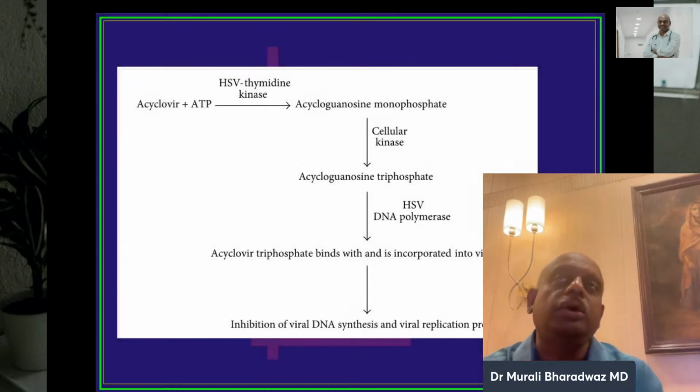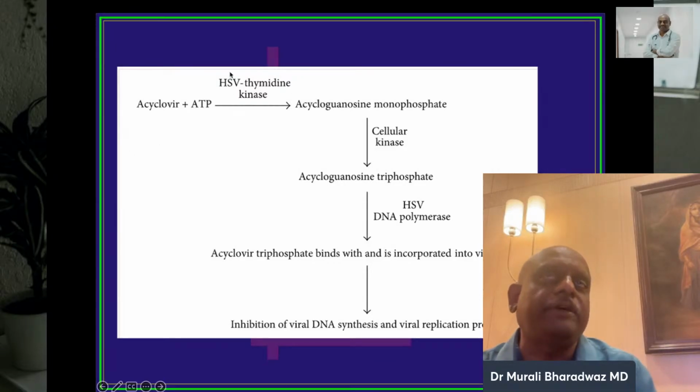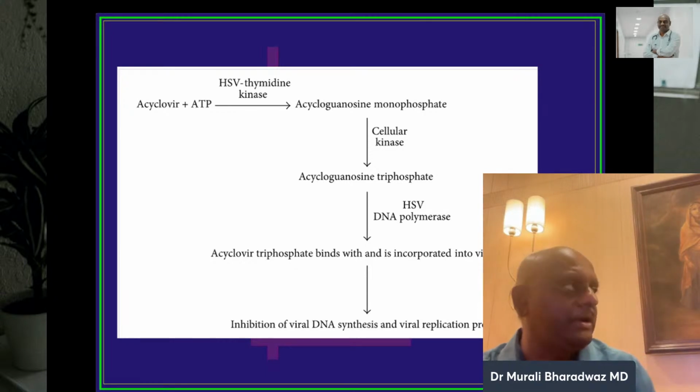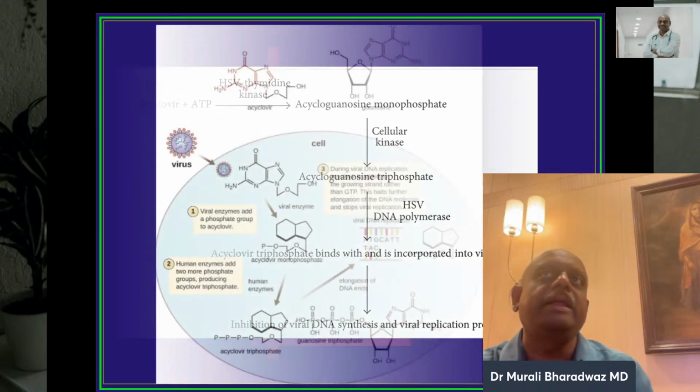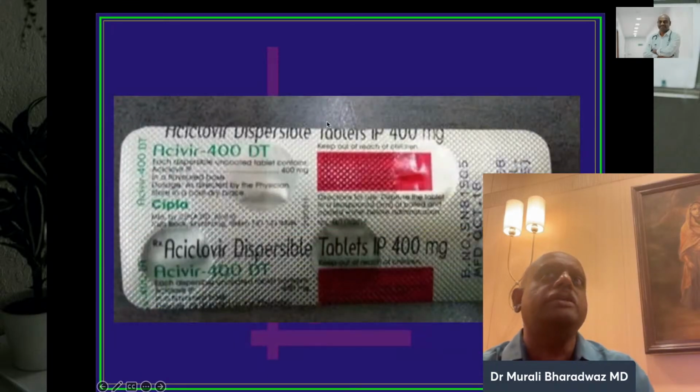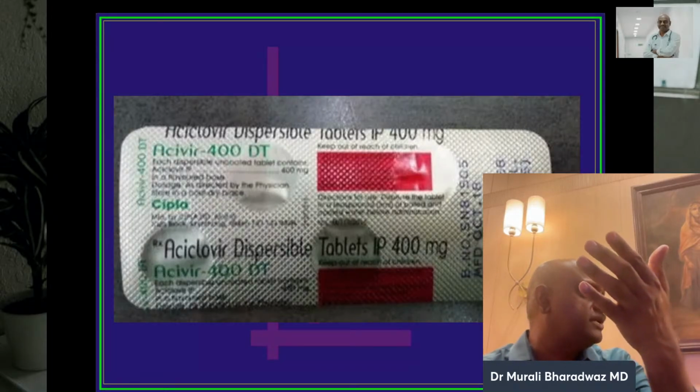Clear? Yeah. So acyclovir plus ATP become monophosphate, for which HSV thymidine kinase is used. Then cellular kinases convert into triphosphate. Then typically the HSV DNA polymerase will incorporate the triphosphate instead of the actual guanosine triphosphate, which inhibits the viral DNA synthesis. Clear, doctor? Yeah. So acyclovir and guanosine are both competitive. Okay. So this is the acyclovir dispersible tablet 400 mg. ఇవి 7-8 మింగాల రోజుకి చచ్చిపోతాం.